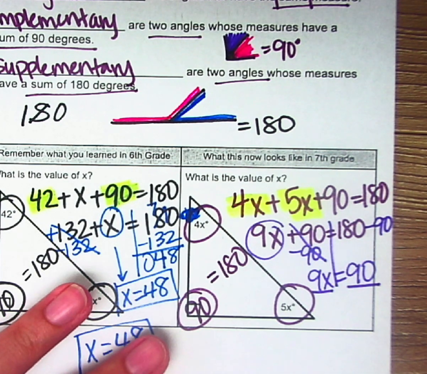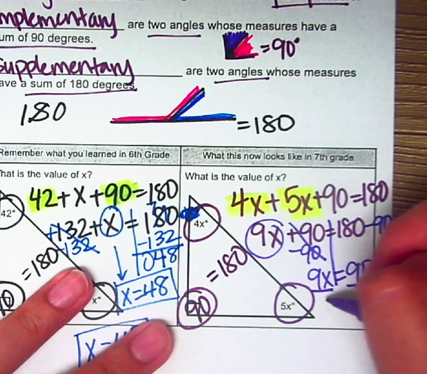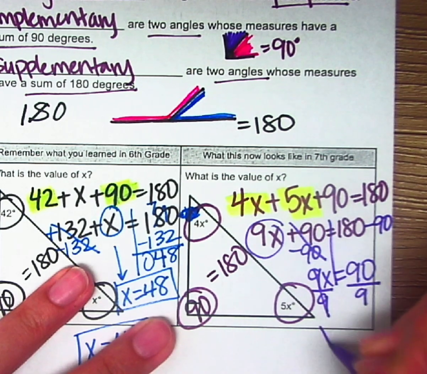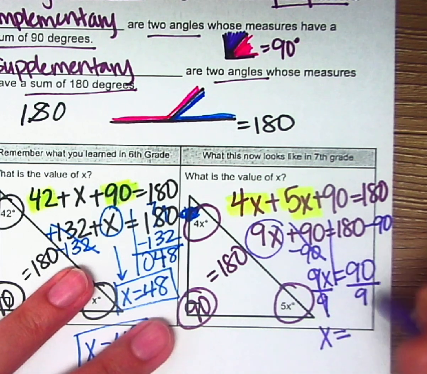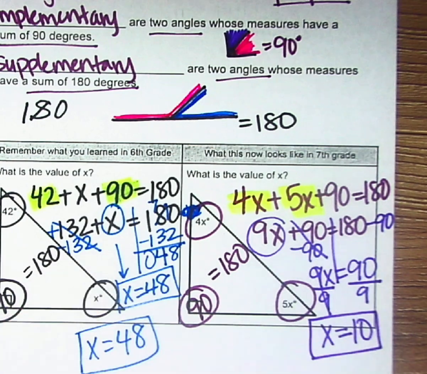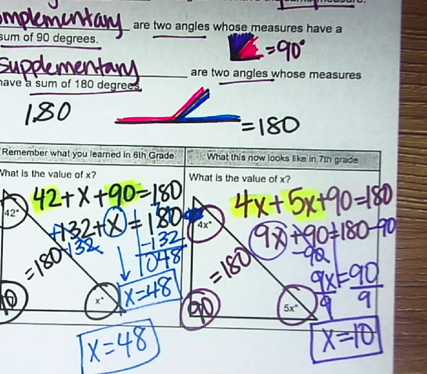Now I want to get x by itself, so I'm going to get rid of that 9. You're going to divide both sides by 9. These cancel. I got x equals 90 divided by 9 is 10. X is equal to 10. Okay, make sure you have all that information written down. We're going to go ahead and turn it over to the back.